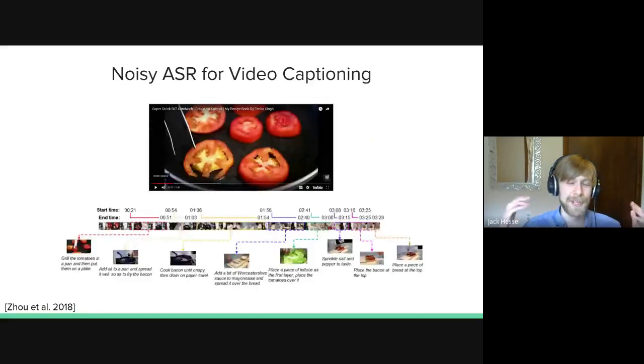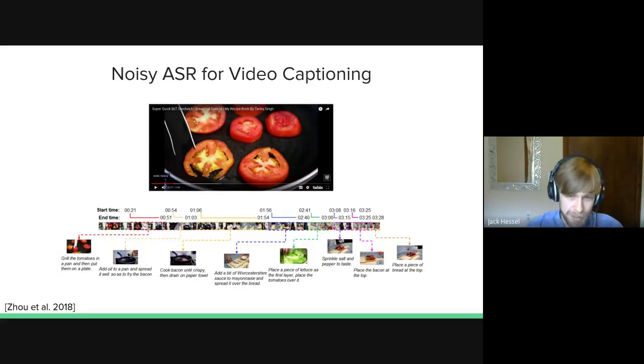Indeed, the task that we looked at in this video case was a captioning task. Again, I don't have time to get too much into the details, but the idea is that you want to generate a natural language imperative description for particular temporal segments of different instructional videos. So from 21 seconds to 51 seconds, the goal is to generate the caption, grill the tomatoes in a pan and then put them on the plate.